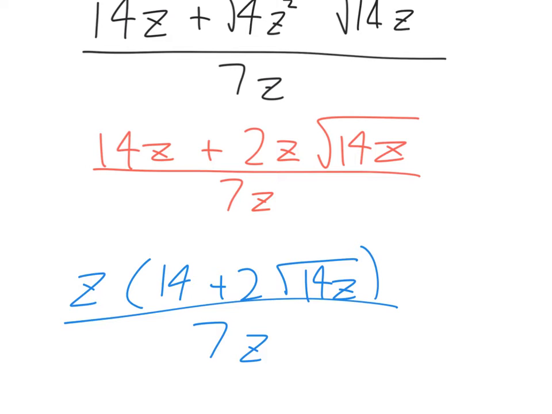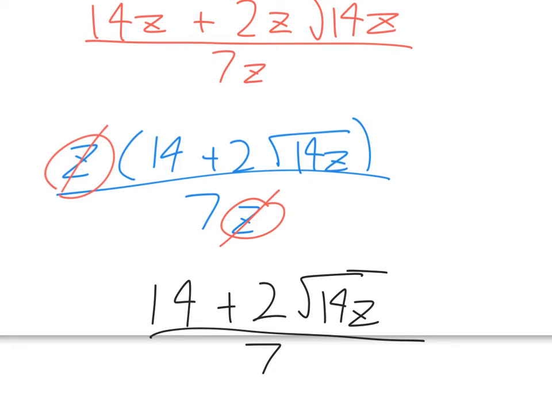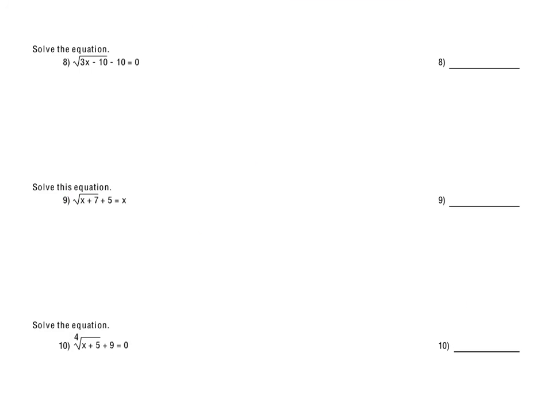So the z's will cancel out, and we get the 14 plus the 2 square roots of 14z all over 7. And again, that's all we can do as far as reducing that down, so we leave it like that. So solving equations.